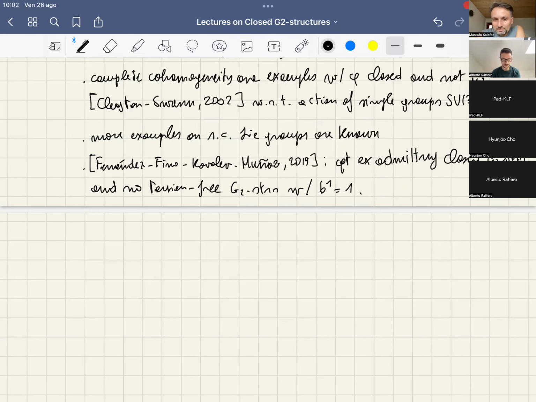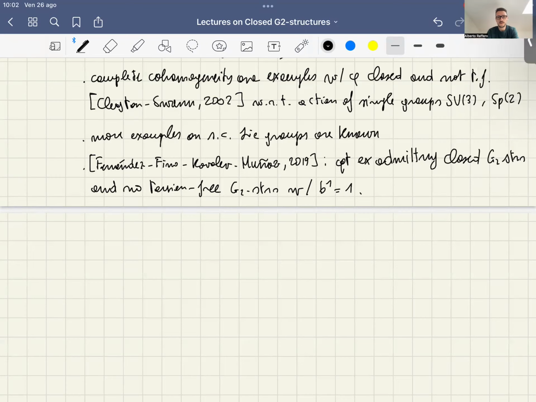Okay, thank you very much. So as it was included in the plan, today I'm going to talk about the Laplacian flow for closed G2 structures and its solitons. But before doing that, let me just make a small remark about something I said yesterday at the very end of the lecture, regarding this example by Fernandez, Fino, Kovalev, and Munoz.